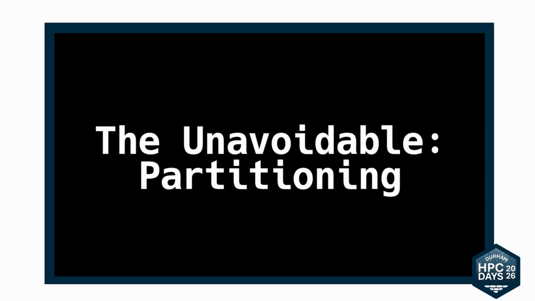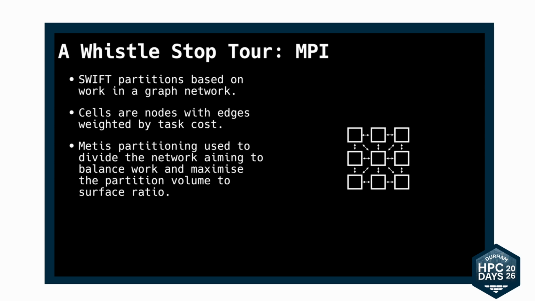So I'm not completely useless. I have put in all this work for a reason, and that is the partitioning. So very quickly, in SWIFT, we construct a graph where cells are nodes and interactions between cells are edges. We then pass that off to METIS and let METIS do all of the complicated partitioning of that graph to give us the optimal partition for the input graph.